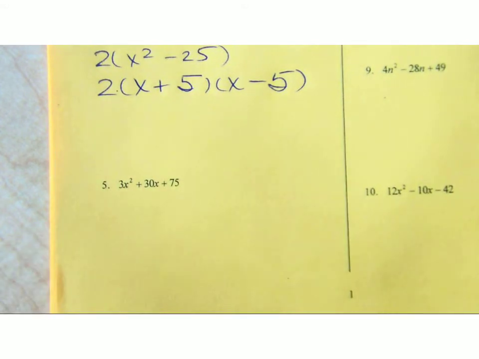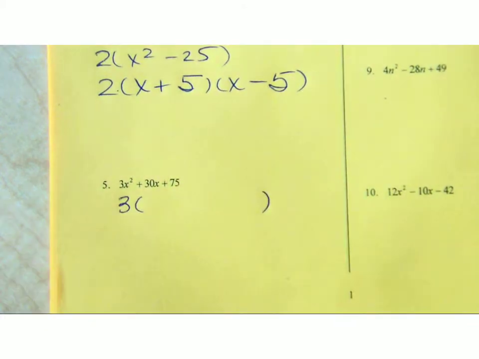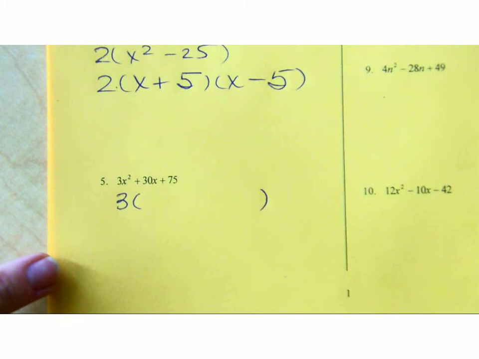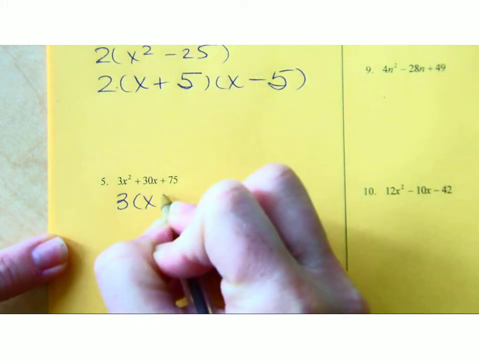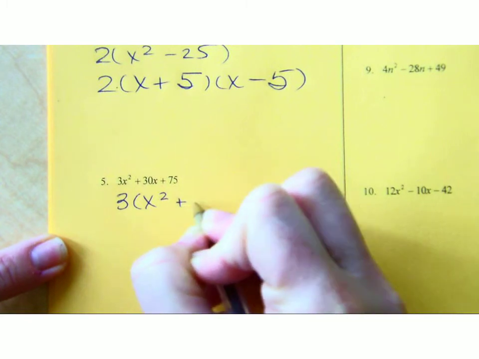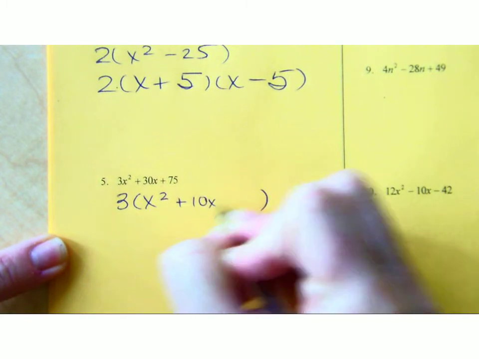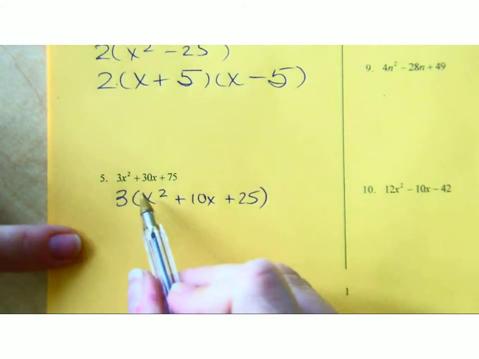So this would be factored into an x plus 5 times an x minus 5. I had a lot of people try to make this like 2x plus 25, 2x minus 25. And there's a difference between taking half and taking the square root, right? Half of 50 is 25, but the square root of it isn't, okay?